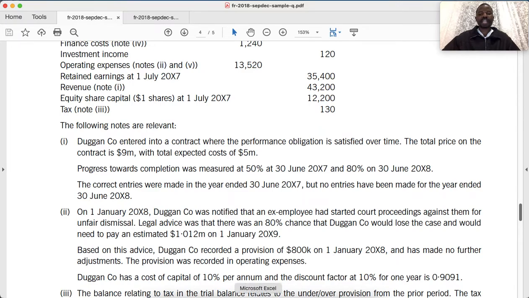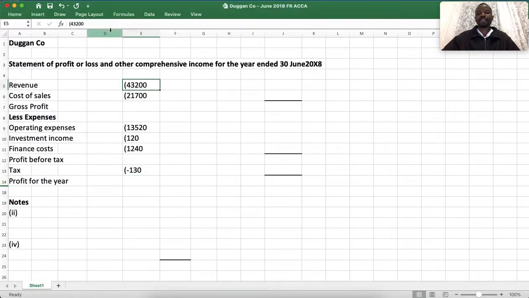Now let's go and do just that. So under revenue here, we will add revenue of 30% multiplied by 9 million. 9 million becomes 9,000. Under cost of sales, we will also add 30% multiplied by the total expected expenses of 5 million, which is 5,000. Why 30%? Because we said cumulatively the contract progress is 80%, but in the previous period we recorded 50%. So 80 minus 50 is 30%.